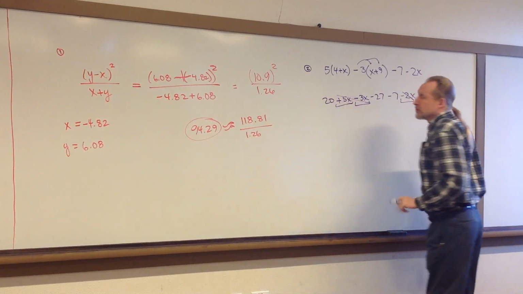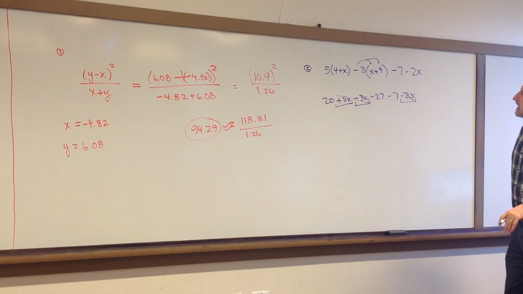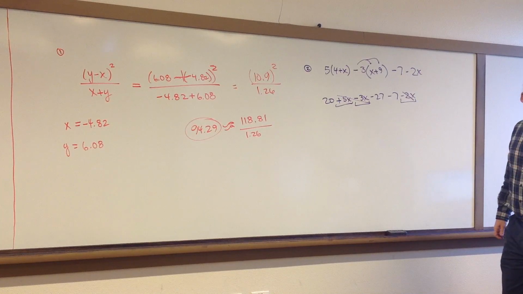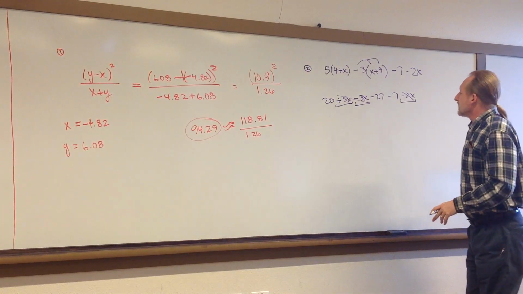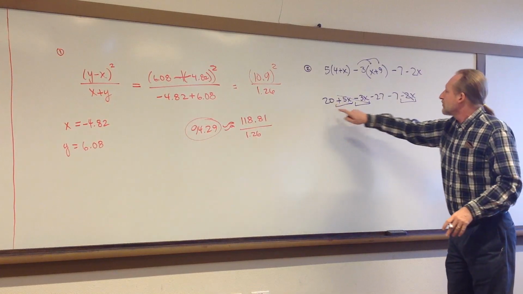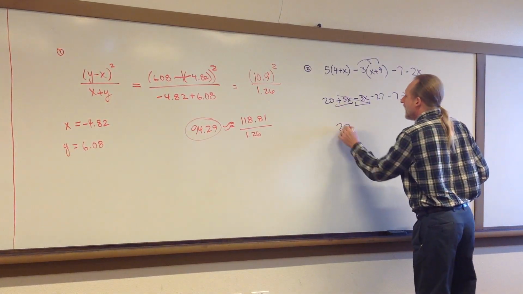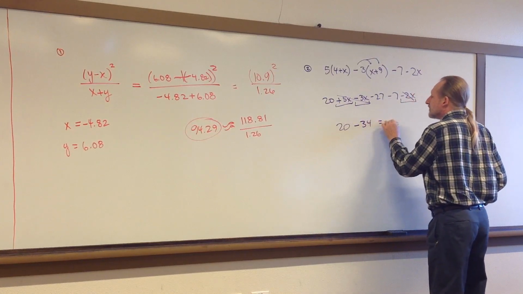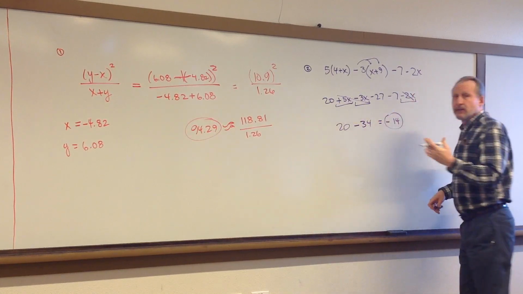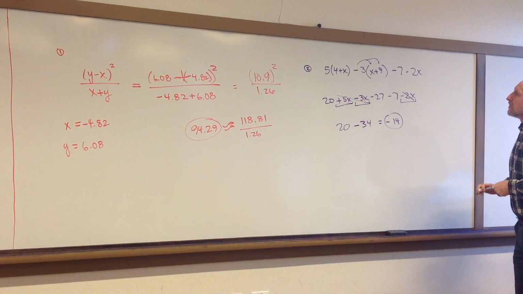But most of the time we just don't write it. I was going to say it's not really wrong to write 0x, but nobody really does it. All right, so here we've got 20, and then we've got negative 27 and negative 7. That makes negative 34. So our answer here would just be negative 14. Okay.